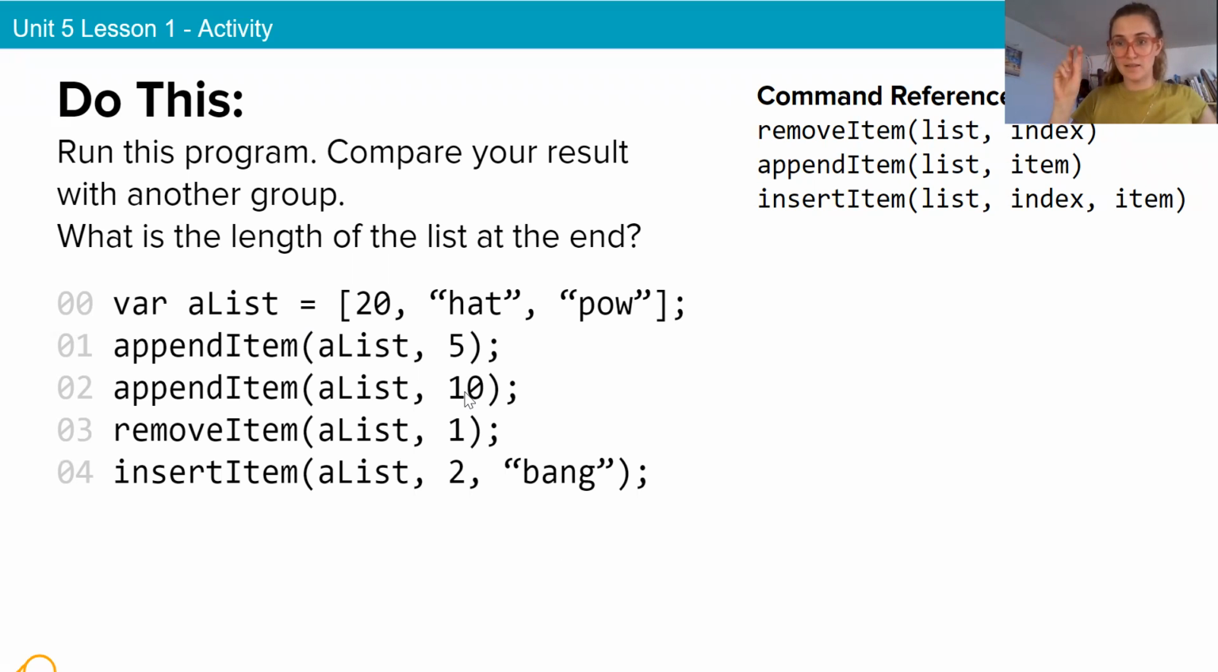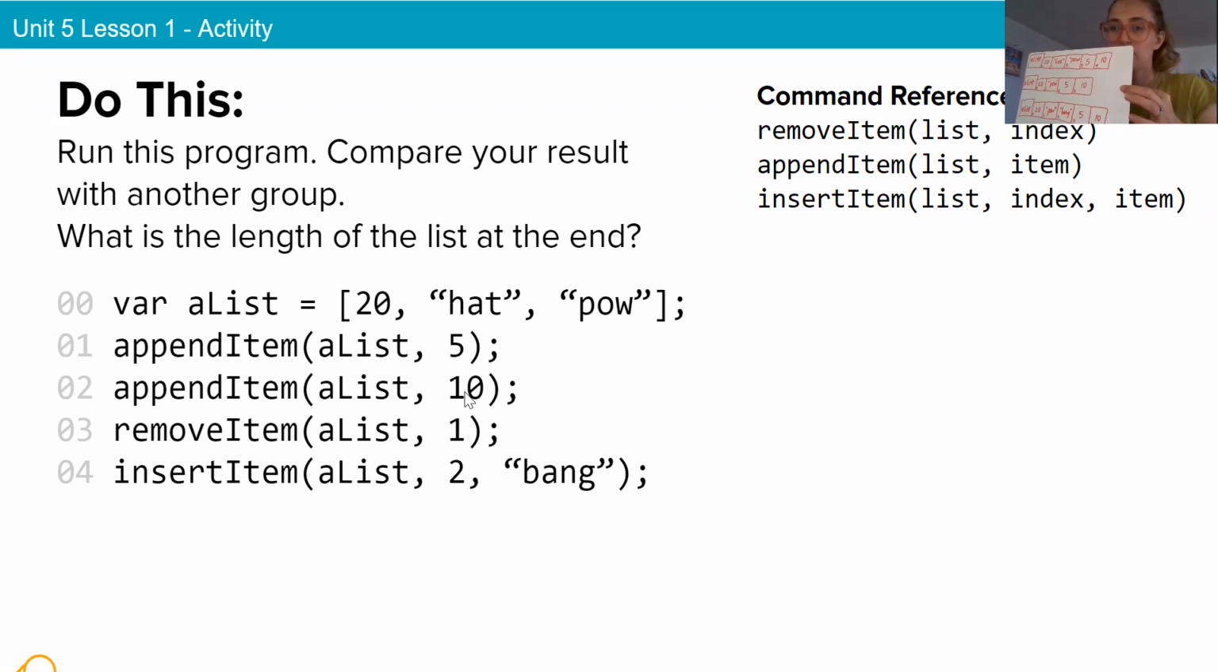And then in line 3, we have remove item. So we're going to remove an item from a list. Which item are we going to remove? We're going to remove index 1. So index 1 was hat. So we're going to get rid of hat. And now we're left with 20, pow, 5, 10.